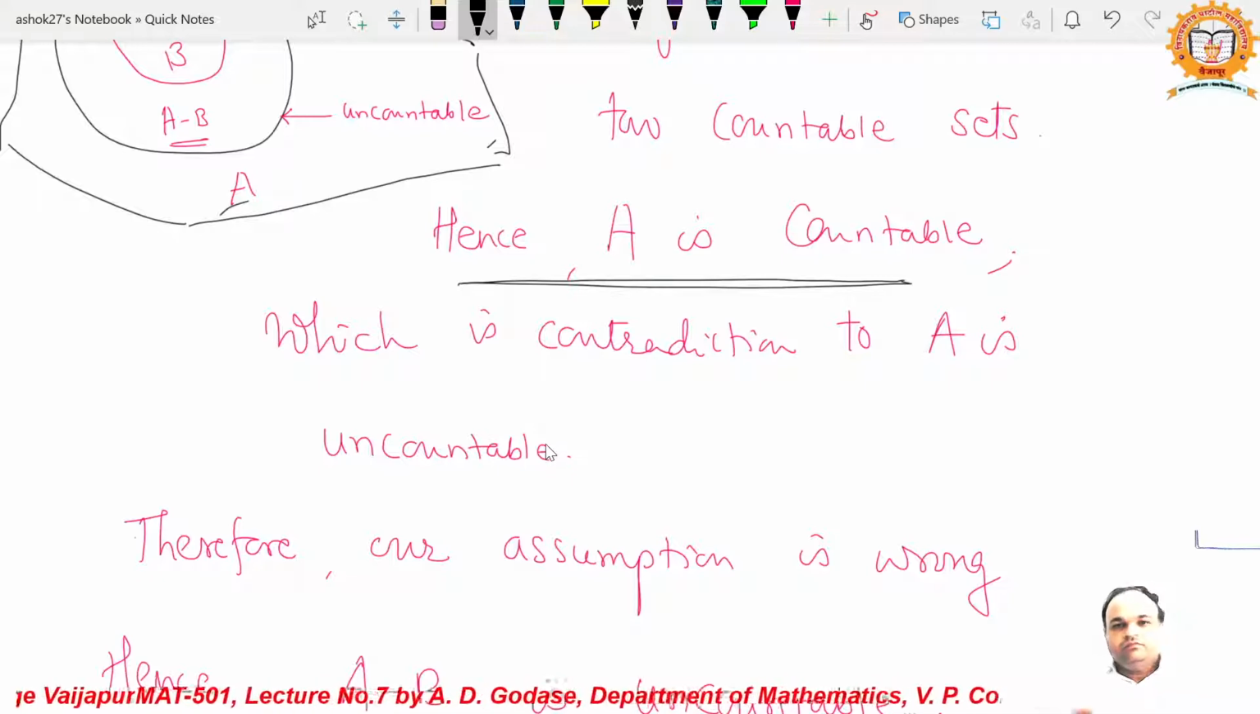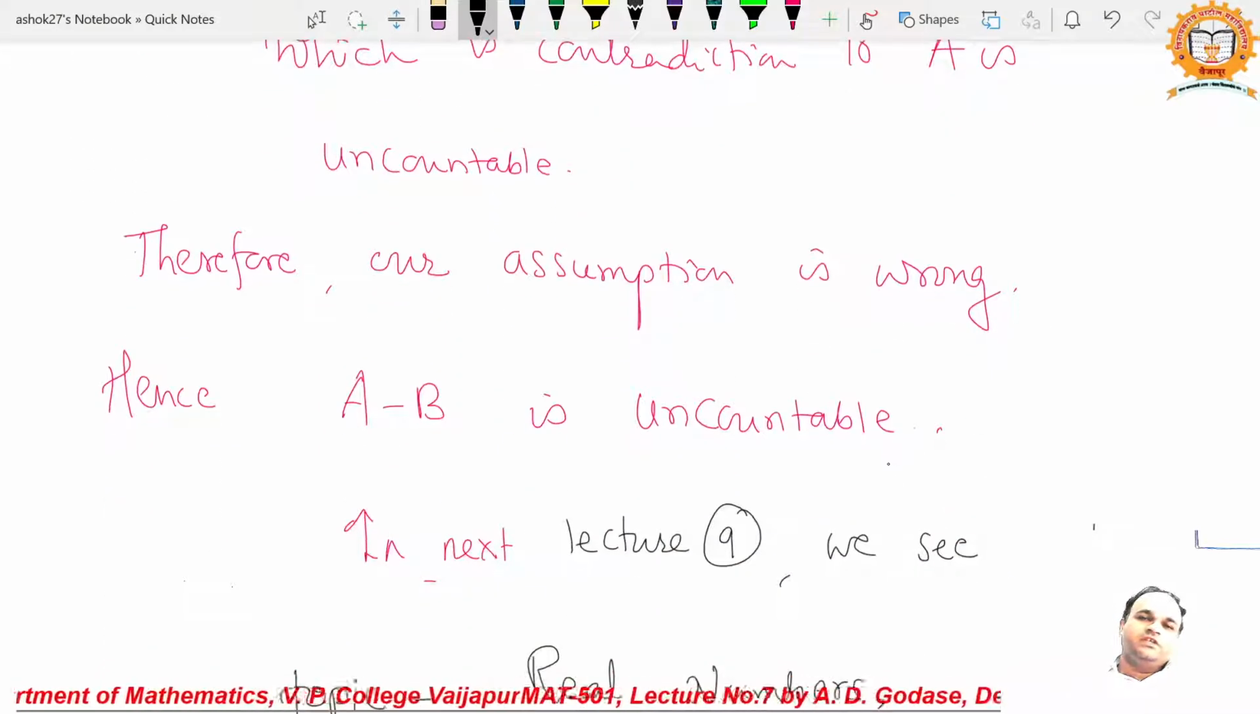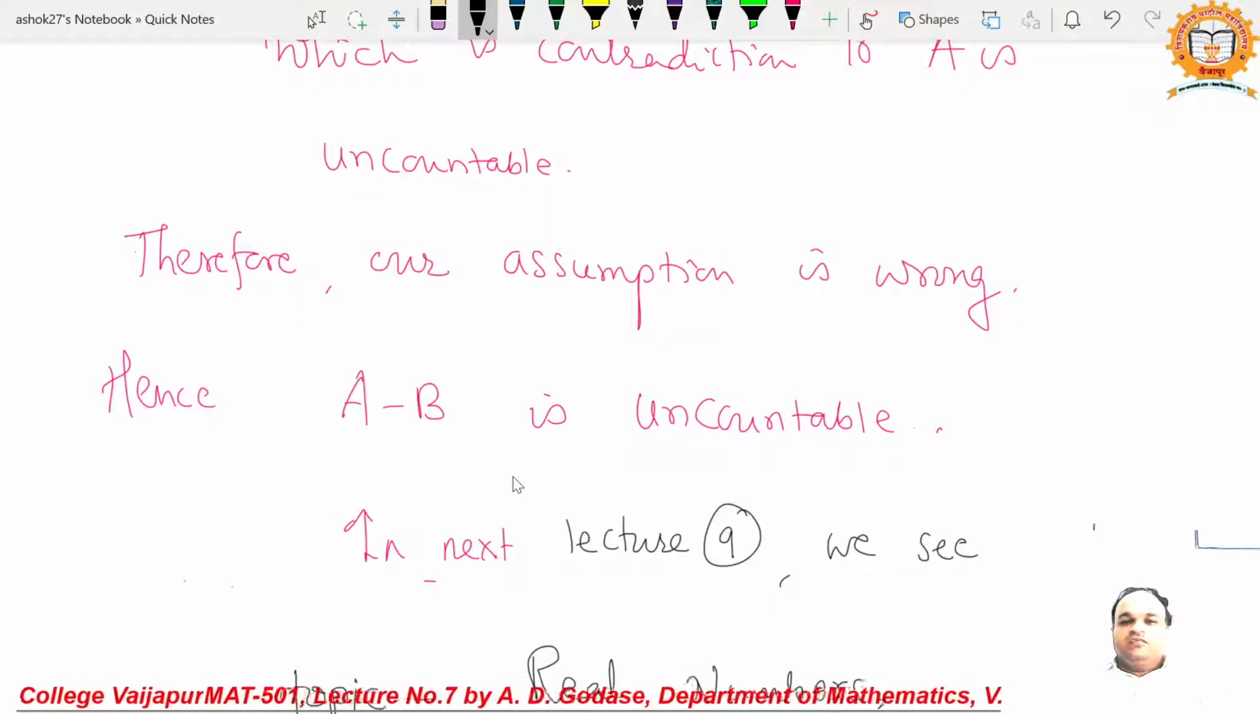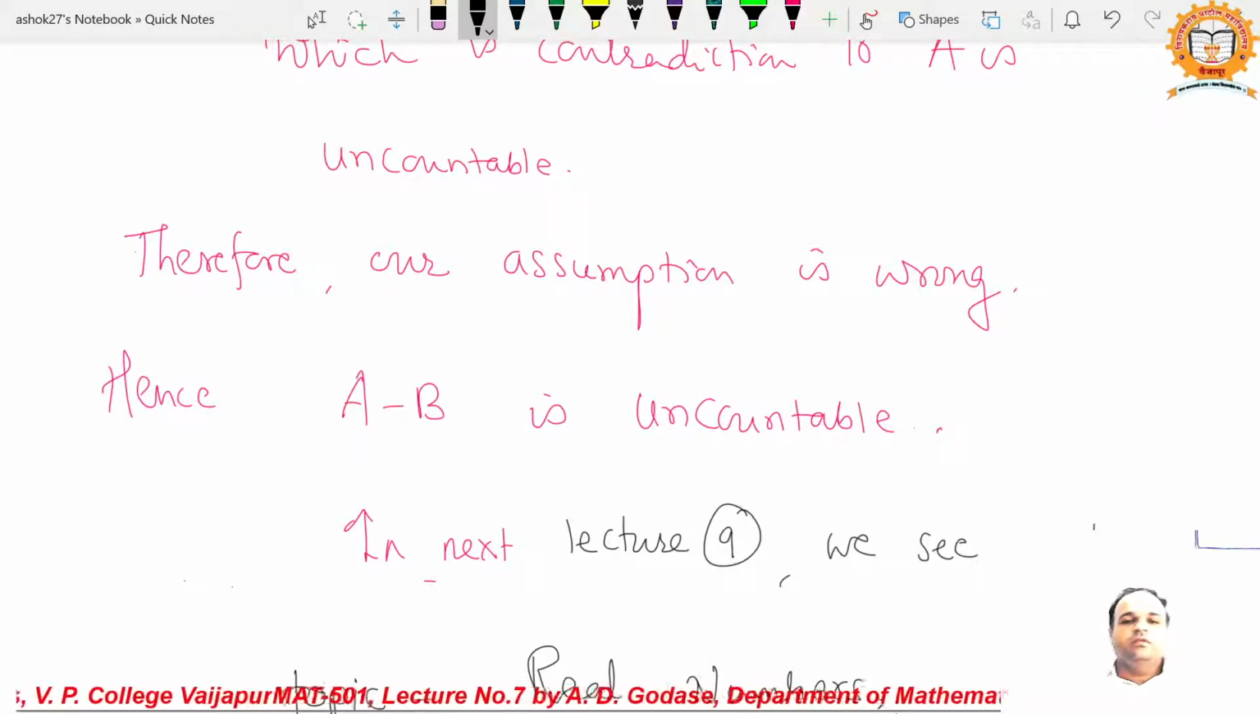And what was the assumption? Sorry, what was our assumption? We assumed A minus B is countable. Hence, naturally A minus B should be uncountable. That is the solution of this problem.